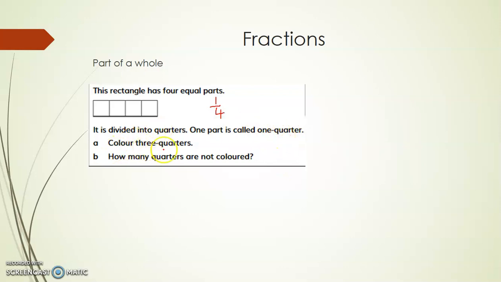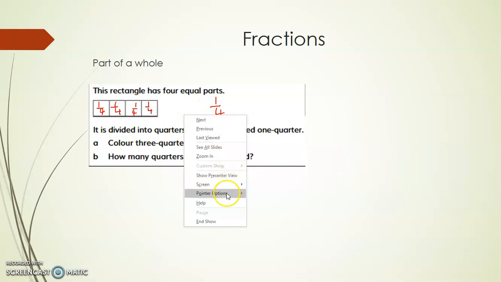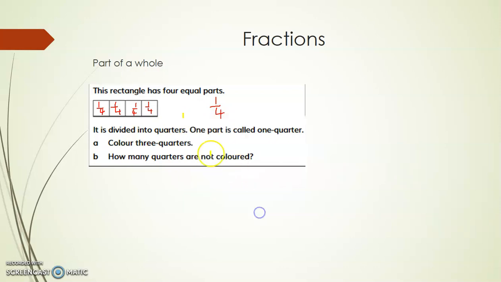So color 3 quarters. A rectangle divided into 4 equal parts. Each part is 1 by 4. Each part is 1 quarter. So color 3 quarters എന്ന് പറഞ്ഞാൽ what is it that we have to do? We have to color 3 parts out of this, 3 1 by 4 നെ color ചെയ്യണം. This will give you 3/4.